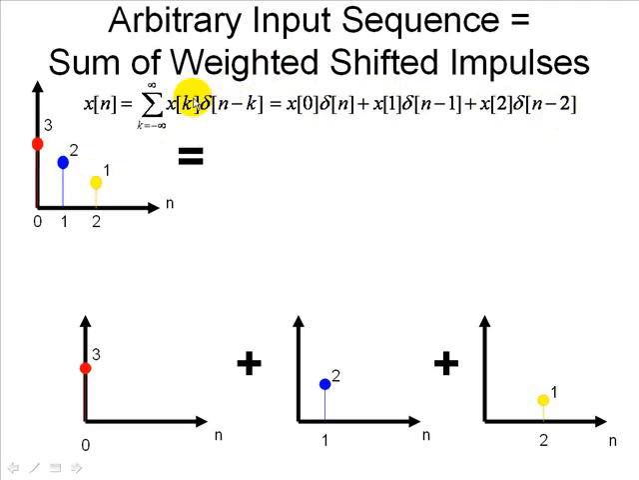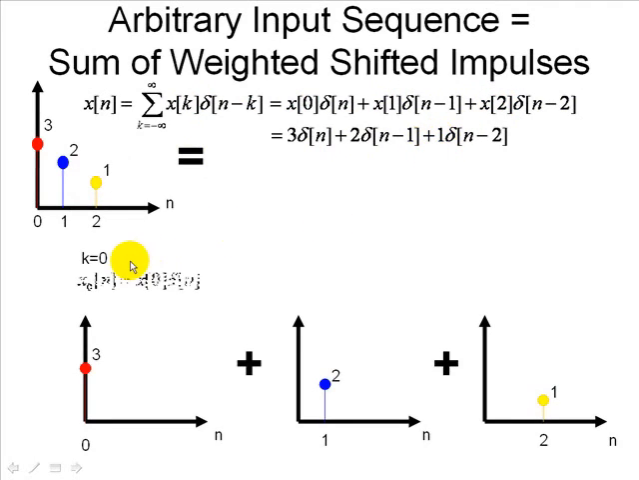Notice that's what we substitute appropriately in this equation for k equals 0, 1, and 2, and we have the resulting equation shown here. Alternatively, this can be expressed with the values found in this sequence, where x sub 0 is 3, x1 is 2, and x2 is 1.